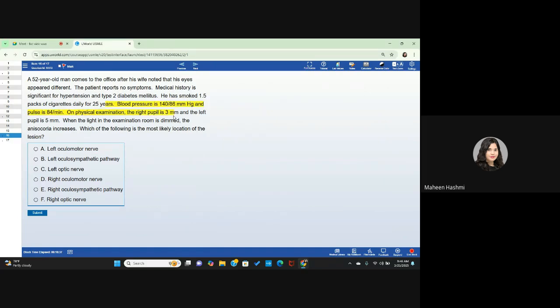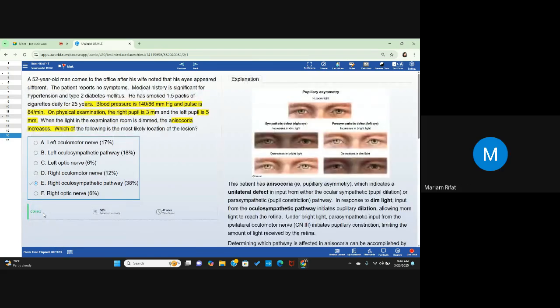Blood pressure 140 by 86. Pulse is okay. Physical examination: right pupil is 3 mm and the left pupil is 5 mm. Again, anisocoria. What's that? We talked about it. The problem is either parasympathetic or sympathetic. If the anisocoria increases in dim light, it's going to be a problem with sympathetic. Since the 3 mm did not change and it increases, that means the left eye dilated more, so the right oculosympathetic pathway will be affected.